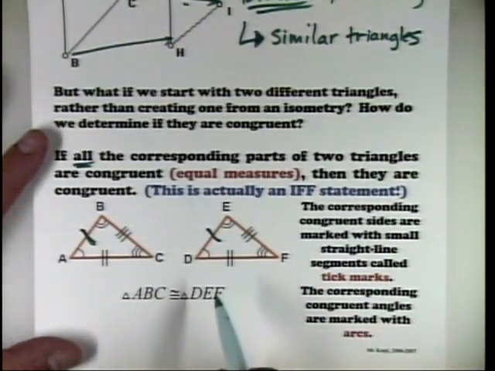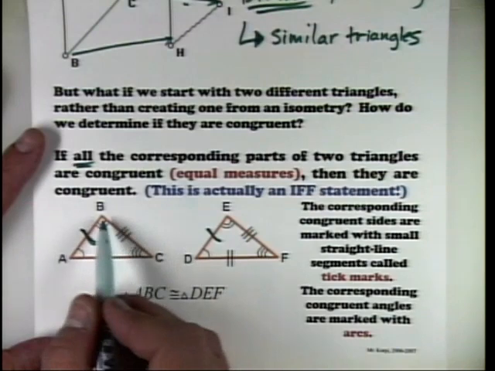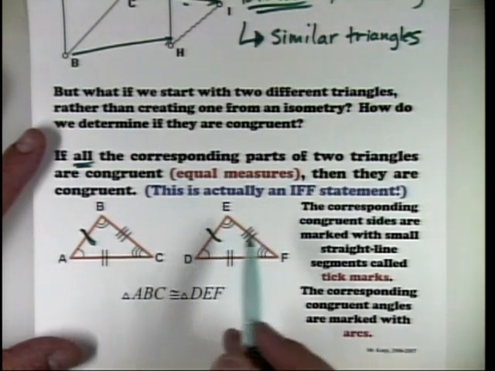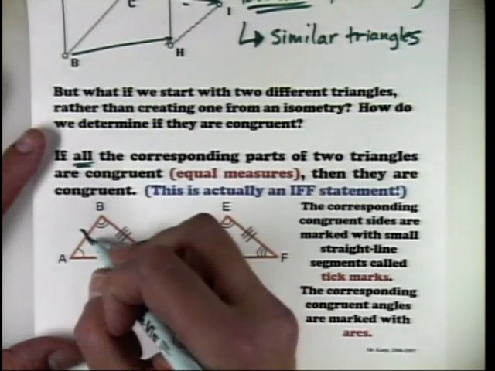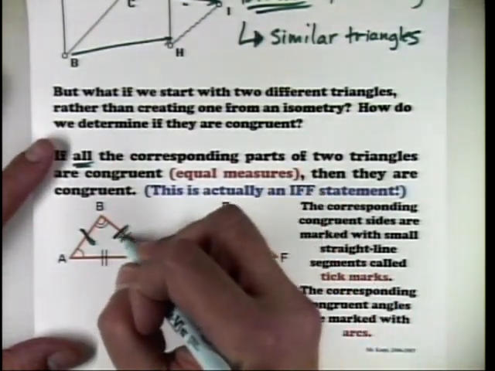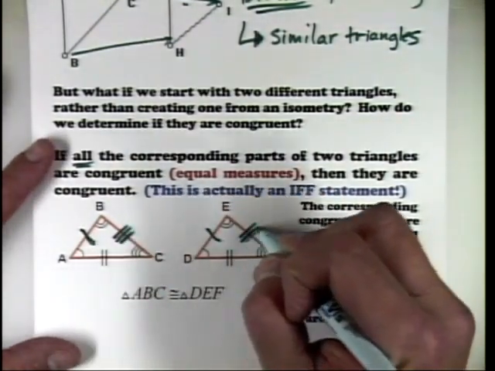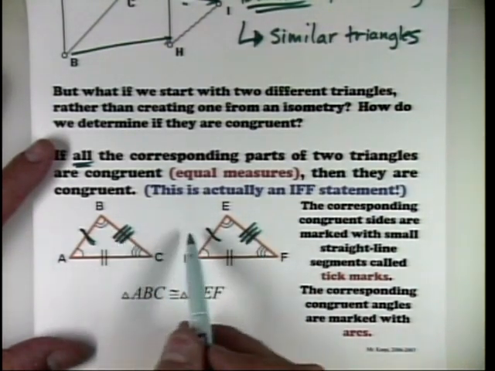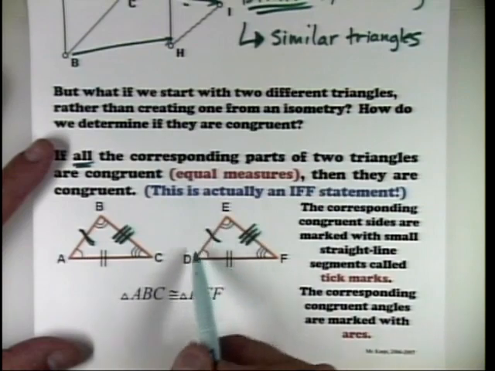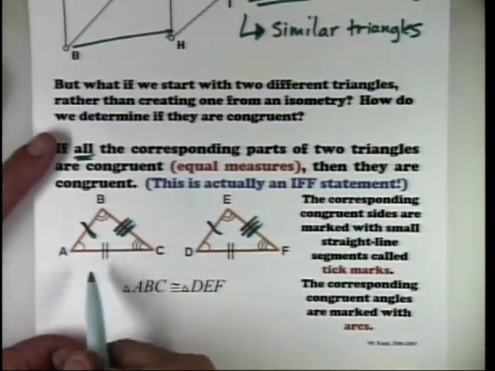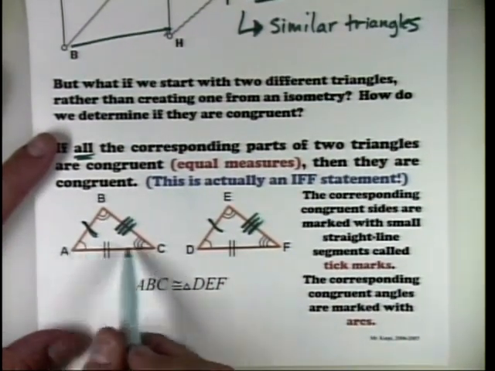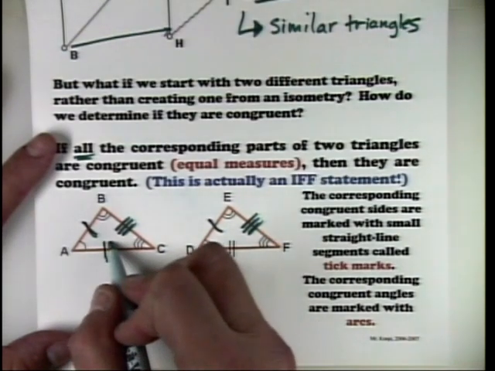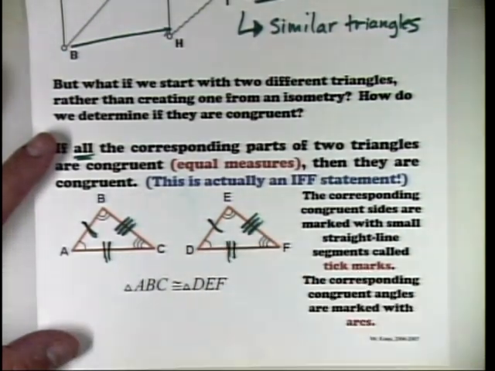Working around the 3 sides, if we also knew that segment BC was congruent to the corresponding side, EF, we would have to put a different mark. Since we've already used the first mark, in this case we've chosen 3. The 3 marks on each means they're congruent to each other, but they're not congruent to these others right here. Now down here we have segment AC is congruent to segment DF, and we know that because they both have the double tick marks.